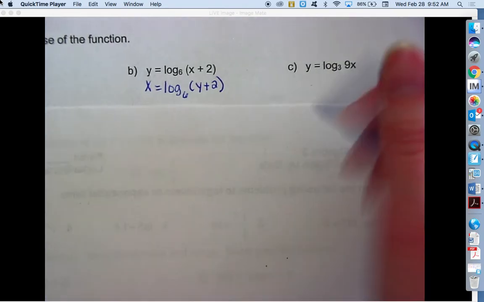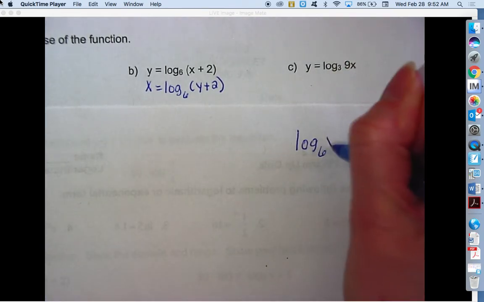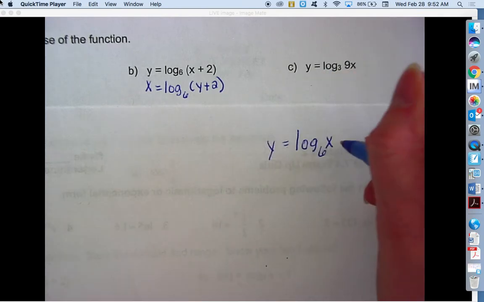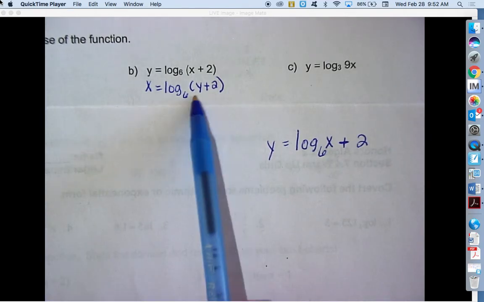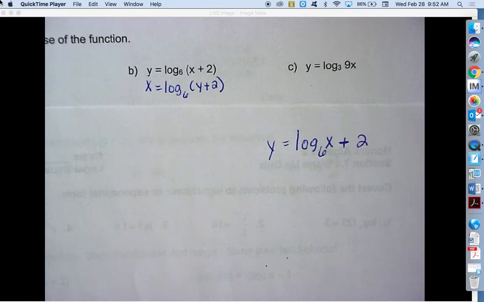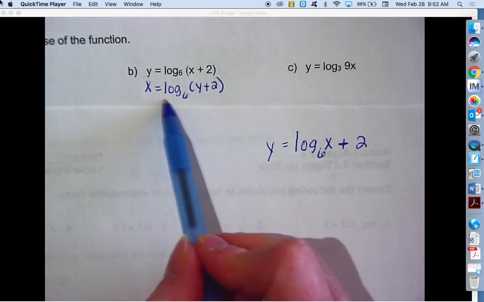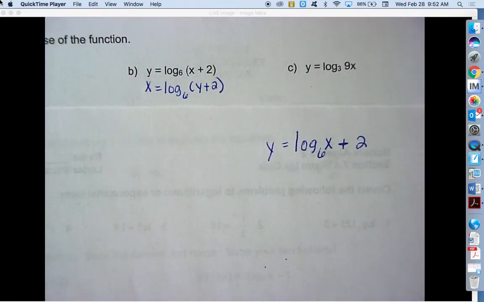So if the problem said log base 6 of x minus 2 without parentheses, or plus 2 without parentheses, then yes, you would take the 2 to the other side. But because there's parentheses around it, those parentheses are keeping that glued together. So it can't be separated from the log, and you can't do anything else to get the log part by itself. There's no extra adding or subtracting that we have to do to get one thing to the other side.